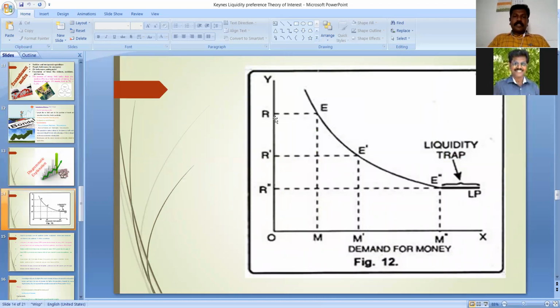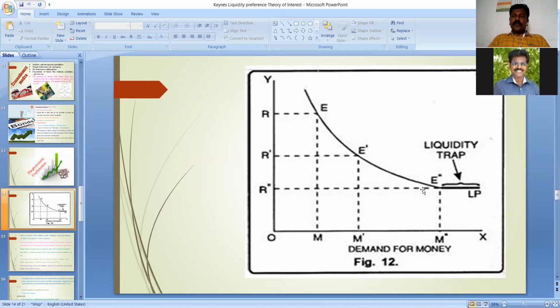Here, when the rate of interest is R, the demand for money is OM. When the rate of interest falls to R1, the quantity demanded of money goes from OM to OM1. Then, when the rate of interest falls from R1 to R2, the quantity demanded of money goes from M1 to M2.